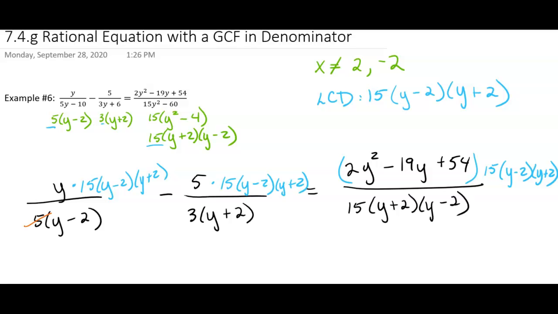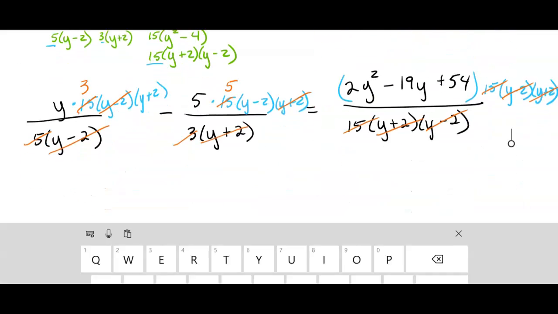So now what can you cancel? Well, you're going to cancel that 5 into the 15. It goes 3 times. And the y minus 2 is out. And then you're going to cancel the 3 into the 15, which goes 5 times, and the y plus 2's are out. And then finally on the other one, the 15's are out, the y plus 2 is out, and the y minus 2 is out. Okay, so that's the fun part, crossing stuff out. Now we're going to see what we have left.